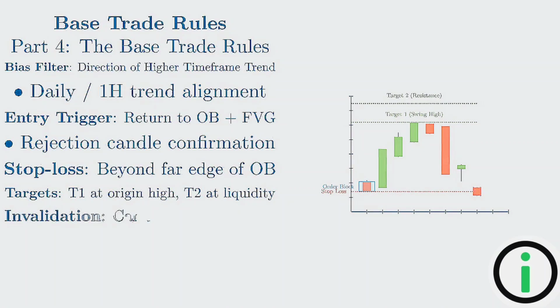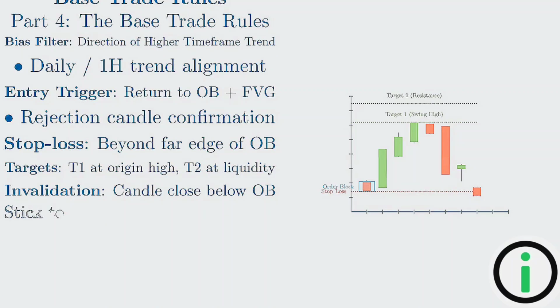Finally, invalidation. If price closes through the order block, not just a quick wick, but a full candle body close, the zone is broken. You must exit or not enter the trade. By the end of this scene, you should have a clear framework for when to enter and exit a trade based on these institutional zones.